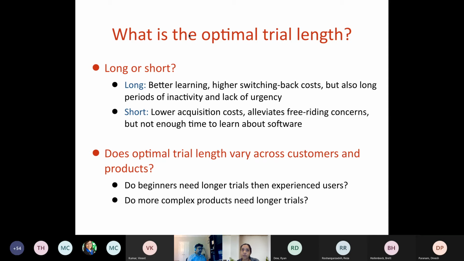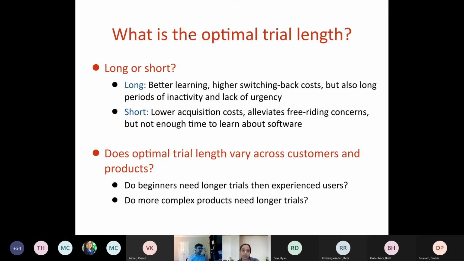On the other hand, if you think about shorter free trials, first they have lower acquisition costs. You're subsidizing the consumer for a much shorter period of time. There are always these questions about free riding. This is one of the main reasons given in the analytical literature for the downsides of a free trial. Let's say I have a class project, I just download the software, do it within a week or 2, and actually end up never buying it.